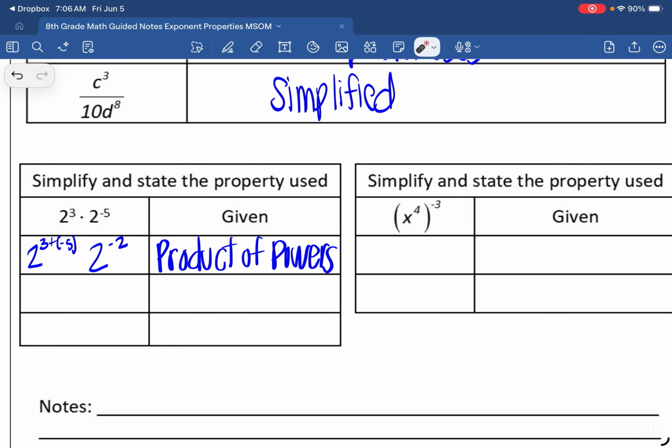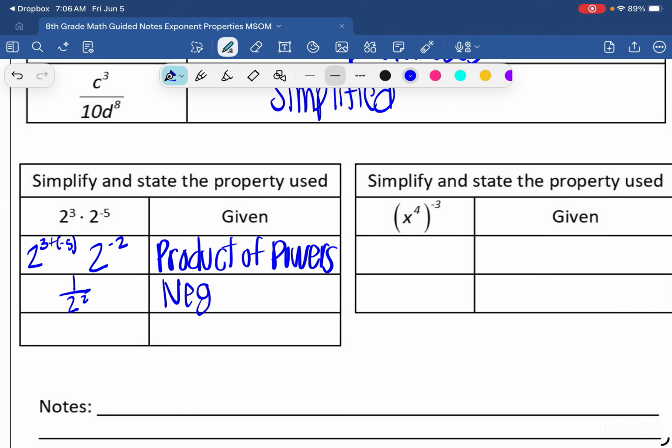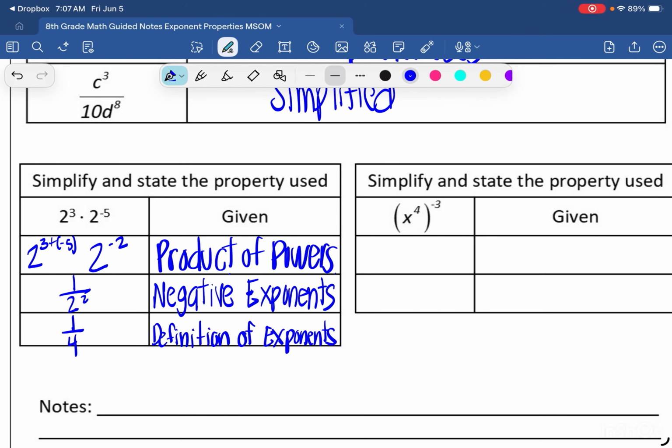Now I have a negative 2, which I want to make positive, so I'm going to flip it to the denominator. So I have 1 over 2 squared, and that was using the idea of negative exponents. And then I need to simplify 2 squared, which is 4. So that is 1 over 4, and that is by the definition of exponents.